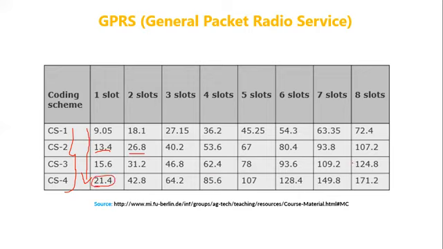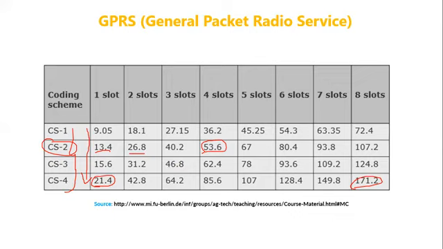If 8 slots are there, CS4 will provide a data rate of 171.2 kilobits per second. If some application is using CS4 with 8 slots, it will get a data rate of 171.2 kilobits per second. Typically, today's mobile station is a class 10 device and it uses CS2. The normal mobile phones that we use use the coding scheme CS2, and it provides a data rate of 53.6 kilobits per second for receiving. That is, for receiving, it uses 4 slots.